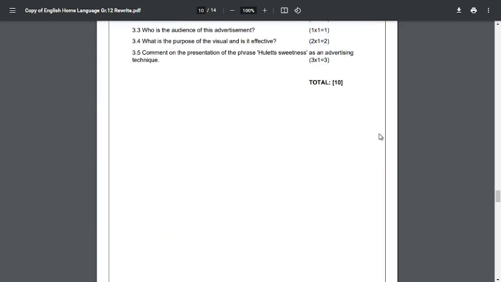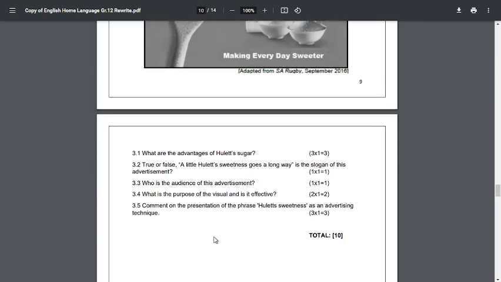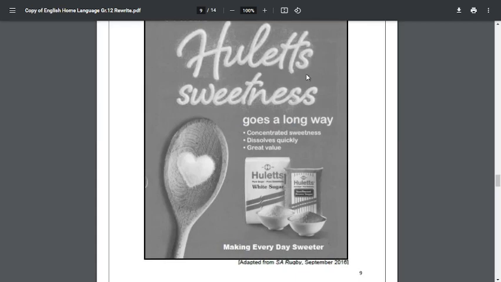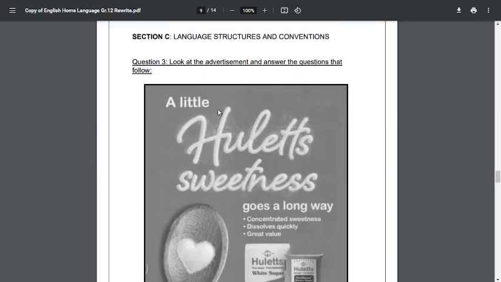Comment on the presentation of the phrase Hewlett sweetness as an advertising technique. So how is Hewlett sweetness presented? Let's look. Hewlett sweetness is presented very specifically as sugar. So it's written like it's made with sugar, and it's in quite a nice soft cursive, and you can see sweetness is in lowercase. It's not in uppercase, which would make it sound like shouting in our heads. There's a lot of different things about it, and all we need you to do is comment on the presentation as an advertising technique.